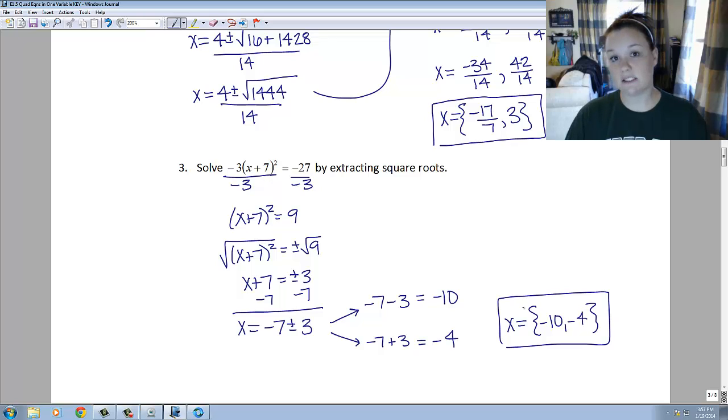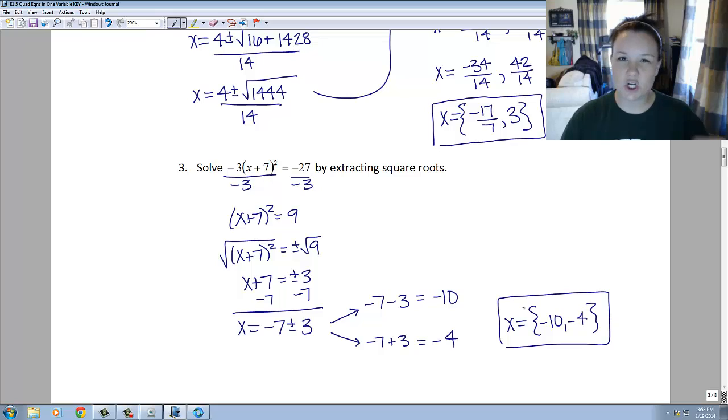I will tell you on a test, if I ask you to solve by using extracting square roots or factoring or quadratic formula, whichever one I specify, you have to work it using that method. If you work it using a different method, even if you get the correct answer, I'm going to count it wrong because I'm testing on, do you know the methods I've gone over, not just can you get an answer. So make sure you're good on each of those methods. Now, the last method we have to go over is completing the square.